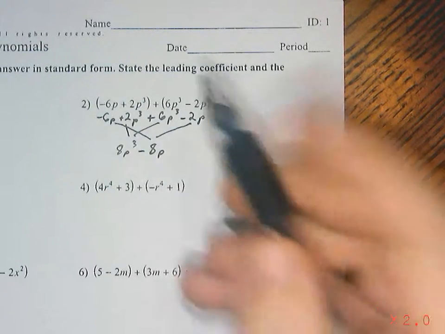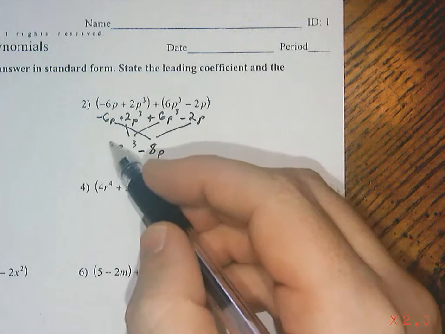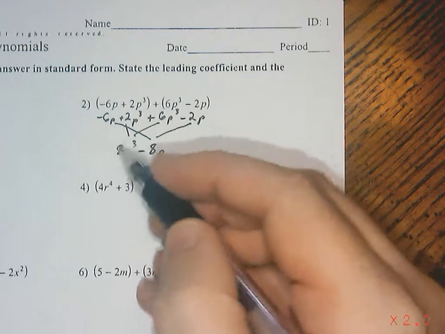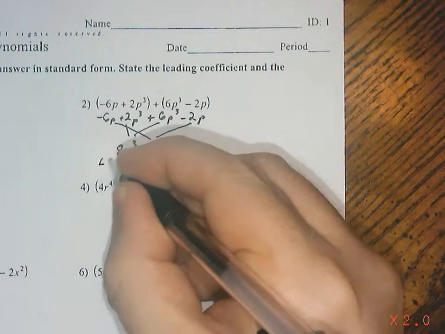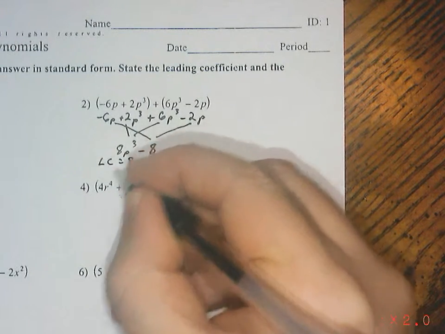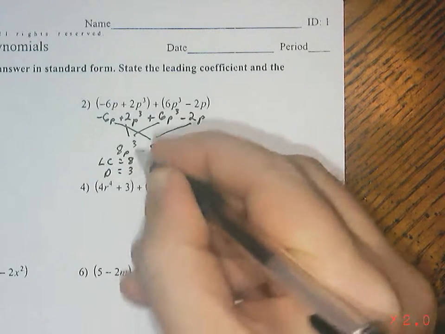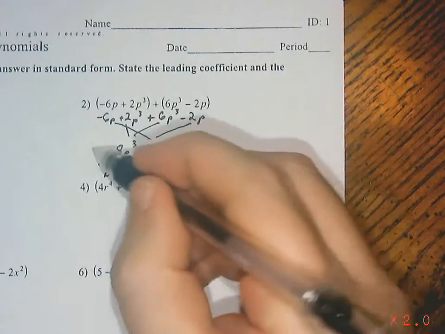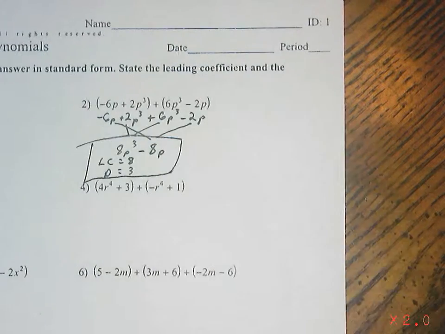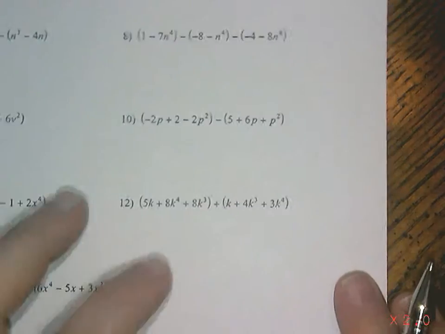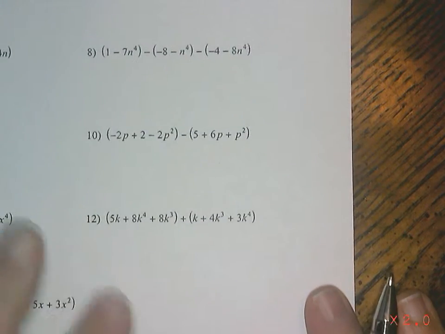Now it wants the leading coefficient, so that's the number in front of my first term that has the highest exponent there, so it's positive 8. So the leading coefficient is 8, and then the degree would be 3. Okay? So that is your answer for that problem. Let's do one more. Let's do one of our more complex ones down here. Let's look at number 10 here.